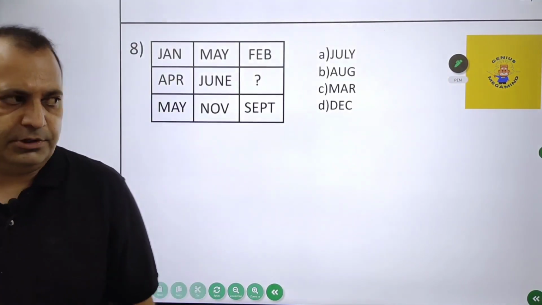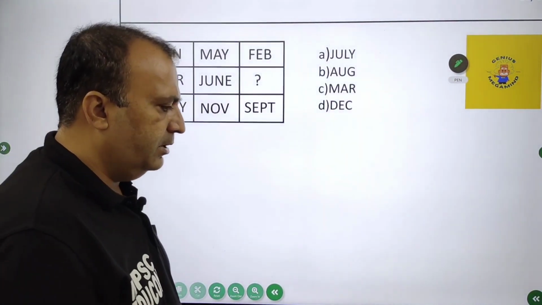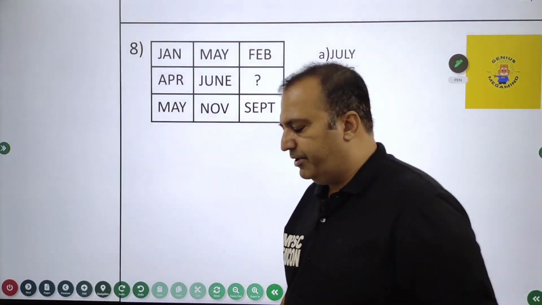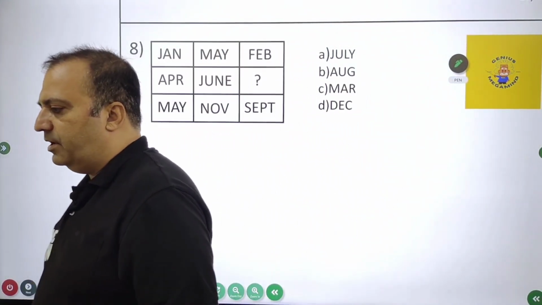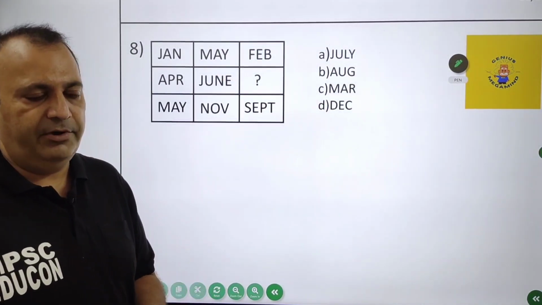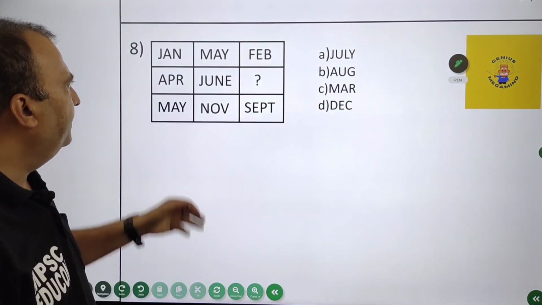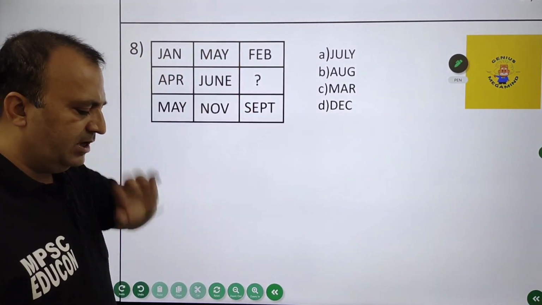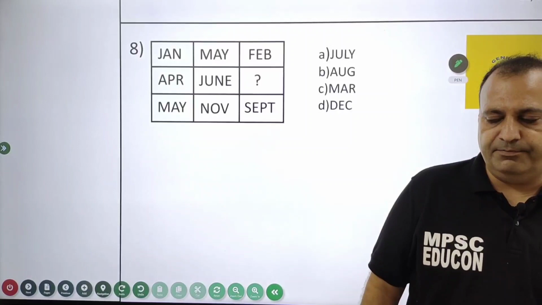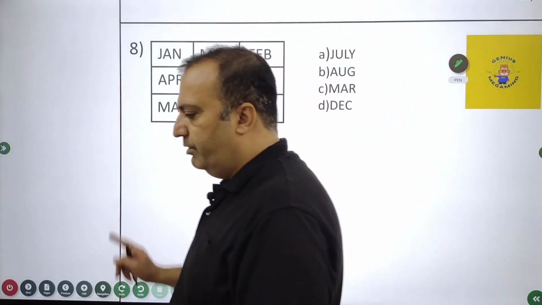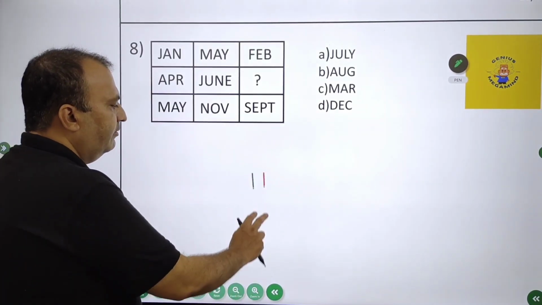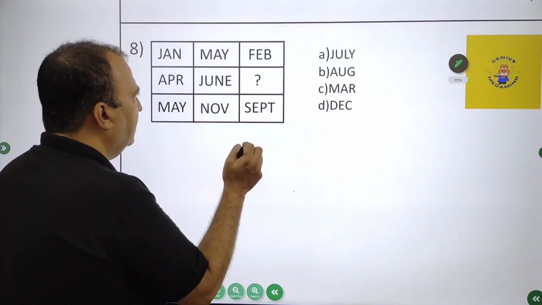Fine. That is question number 8. Now question number 8 again is of a different pattern. I am telling you, my friends, each and every question has got a different type of logic, a different concept involved. So you have to deal with every question in a really different way. Now there are some months given over here. At the place of question mark, 110% there will be a month which will come. So what I am doing over here, instead of the months, I am assigning them their numbers.